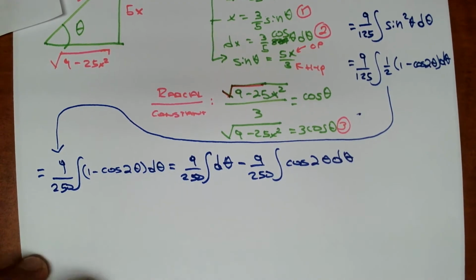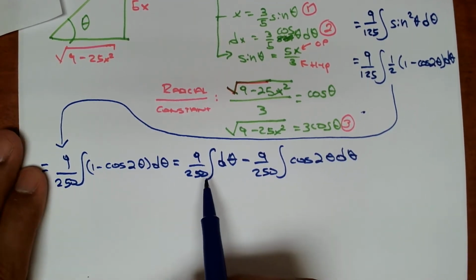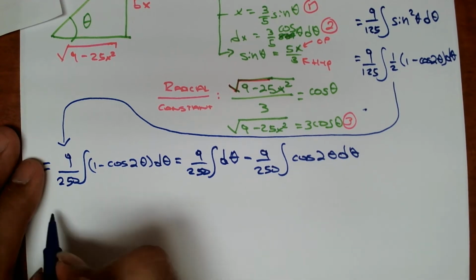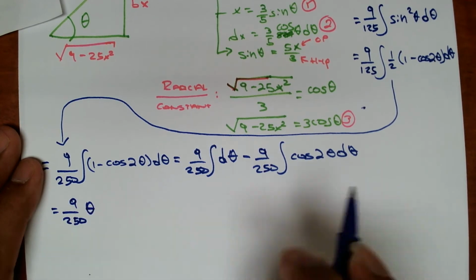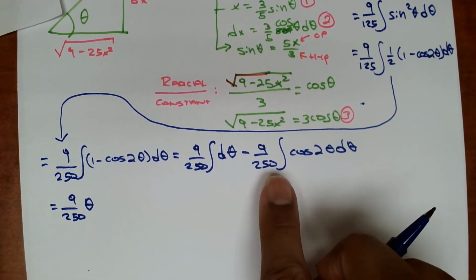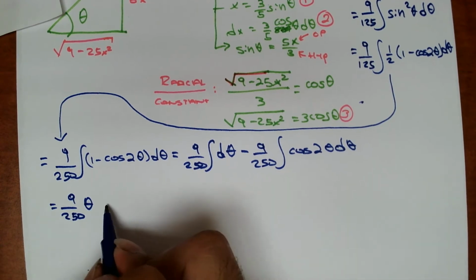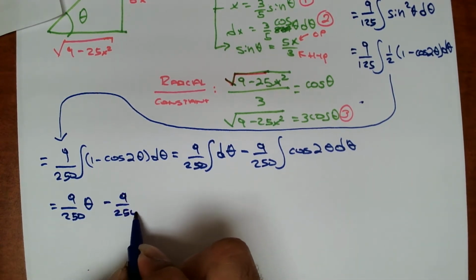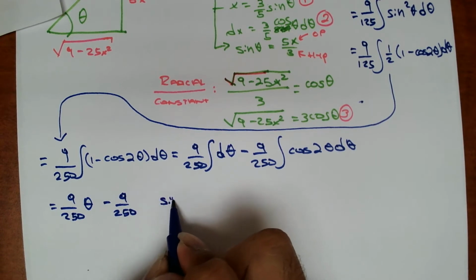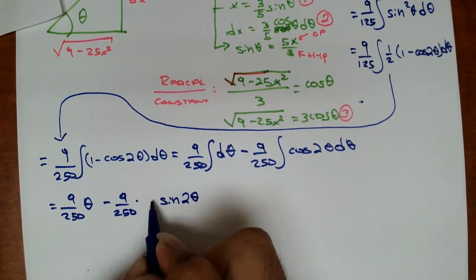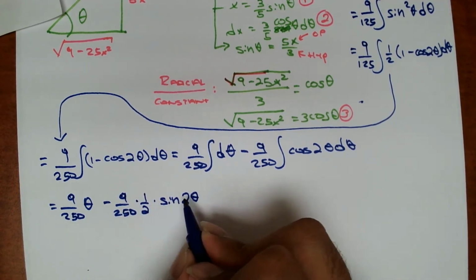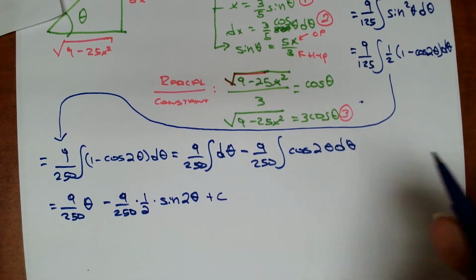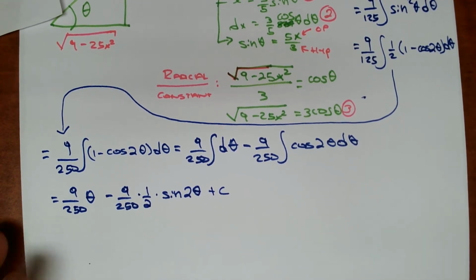And while these two integrals seem very straightforward to evaluate, the integral of d theta is, in this case, simply theta, 9 over 250 theta. And then the integral of cosine 2 theta, well, minus 9 over 250, is sine 2 theta times 1/2. This 1/2 comes from integrating cosine, plus c. Okay, so in this case we're done with the integration.